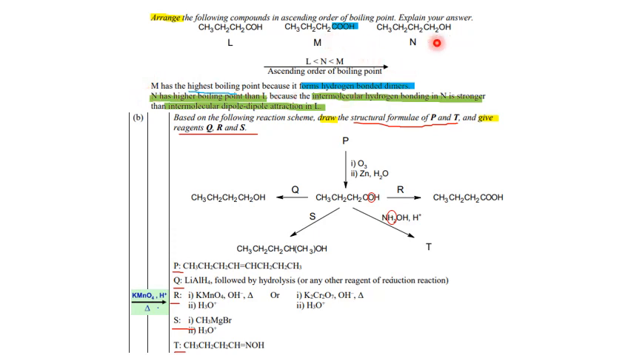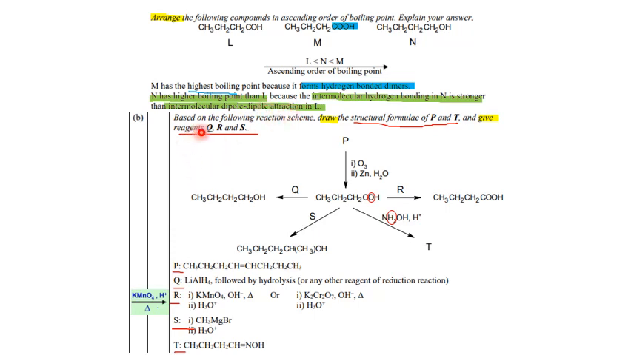M and N can form hydrogen bonds, and M can form a hydrogen bonded dimer, which has stronger hydrogen bonding compared to N. And then L cannot form hydrogen bonds; it's a polar compound, so it forms dipole-dipole interaction. So hydrogen bond is stronger than the dipole-dipole interaction. Or we say hydrogen bond is stronger than the van der Waals force, in brackets, dipole-dipole interaction.